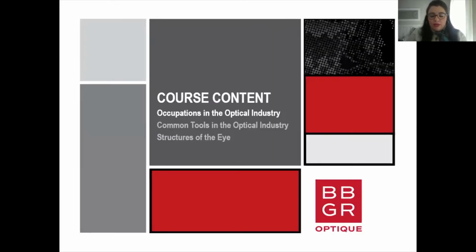So for today, there are 3 things that we will be discussing. The first thing is the occupations in the optical industry. The second thing is instruments and common tools in an optometry practice. And then we're going to do the anatomy of the eye.